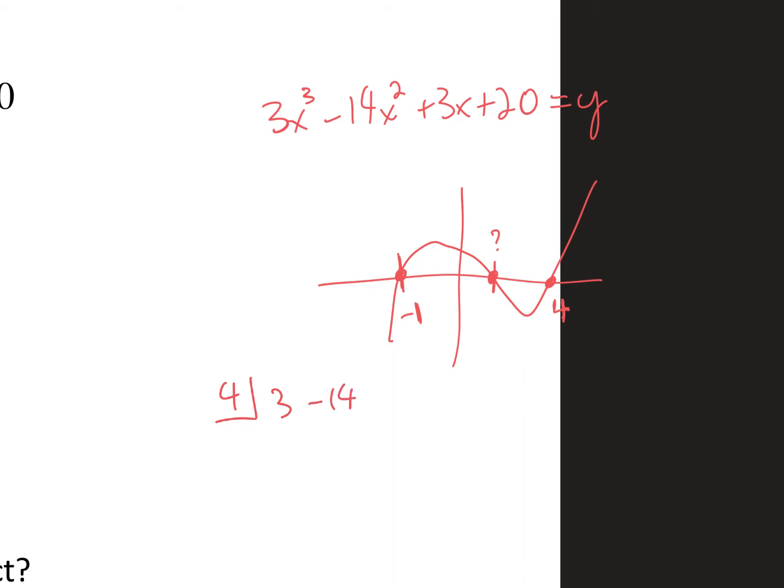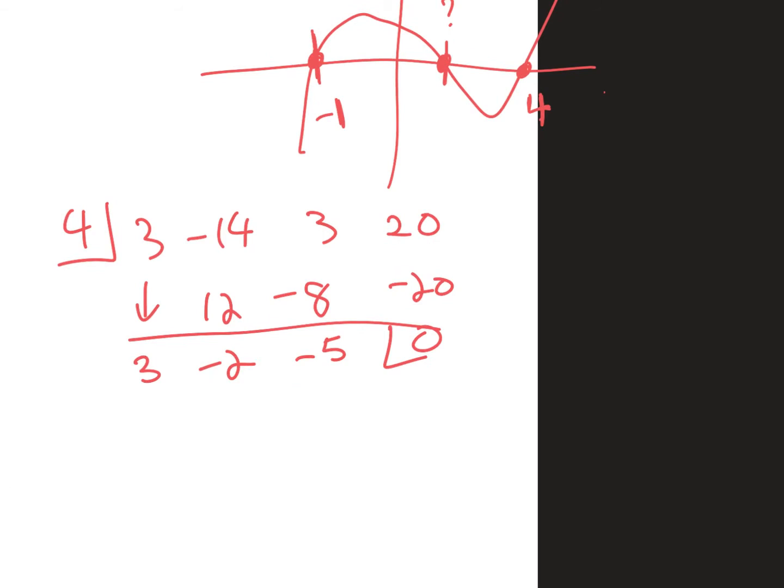I'd put my coefficients out front here. That is 3, -14, 3, and 20. And first step would be to drop the 3, multiply by 4, and get 12, -2, -8, -5, -20, 0. That's a good mark. I briefly mentioned this earlier. If we get a 0, what that means is it is an even division. It divides evenly.